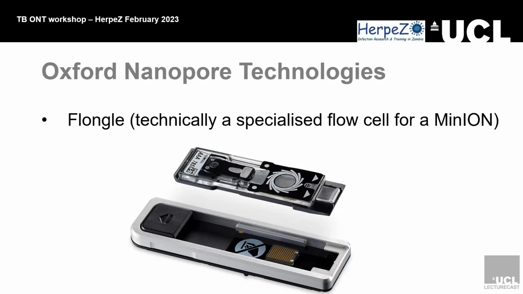There's also the Flongle, which is the same technology, similar array, but you can do fewer samples on that one. It's got a smaller array and fewer pores. So if you're only doing, say, 2 or 3 samples, it makes it cheaper, instead of wasting a flow cell running only 2 or 3 samples when you could be running 12 or 24. And it fits into the MinION as well, so it's not a different platform, it just sits on top.